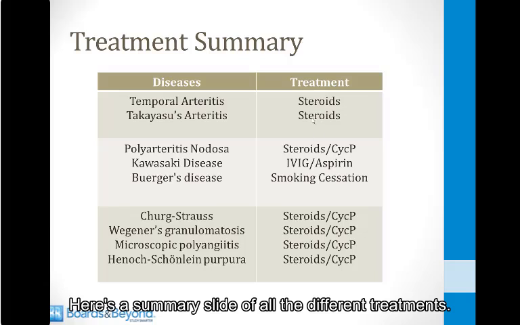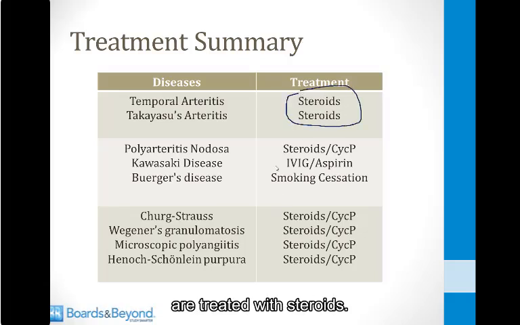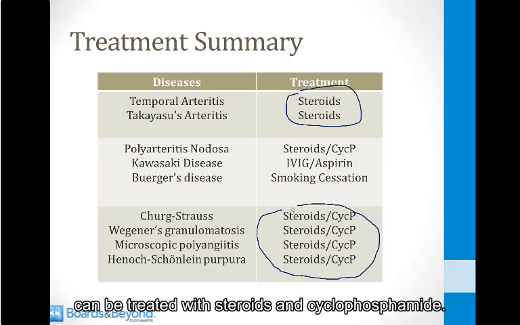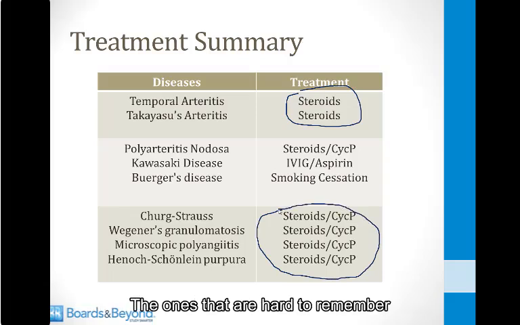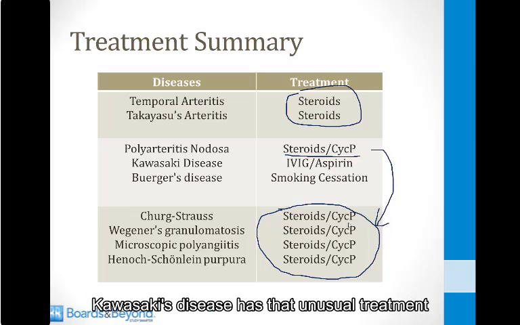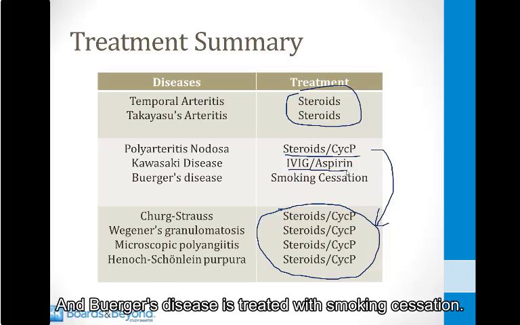Here's a summary slide of all the different treatments. Both of the large vessel vasculitis syndromes are treated with steroids, and all of the small vessel vasculitis syndromes can be treated with steroids and cyclophosphamide. The ones that are hard to remember are the medium vessel vasculitides. Polyarteritis nodosa is treated with steroids and cyclophosphamide. It's very similar to the small vessel vasculitis syndromes. Kawasaki's disease has that unusual treatment of IVIG and aspirin in children, and Buerger's disease is treated with smoking cessation.